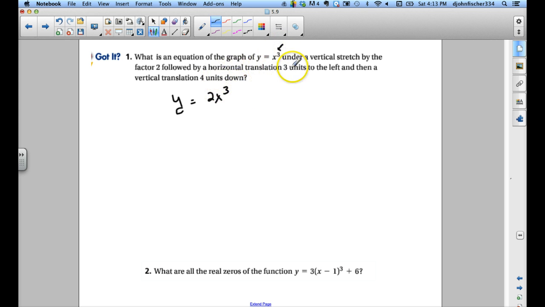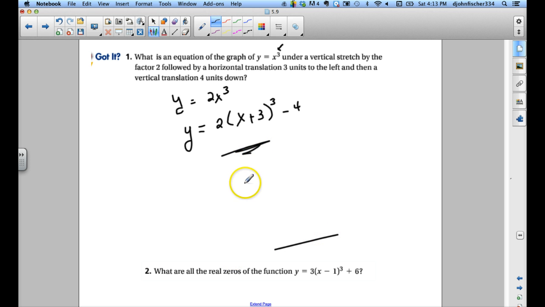Followed by a horizontal translation of 3 units to the left, okay? 3 units to the left would be 2 times x plus 3 cubed. 3 units to the left. And then a vertical translation of 4 units down. 4 units down, minus 4. So we're going to have 3 units to the left, 4 units down. So this is doing all the different things.